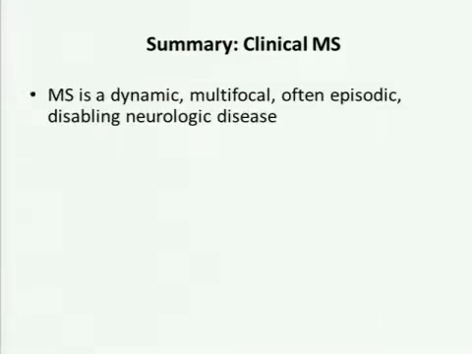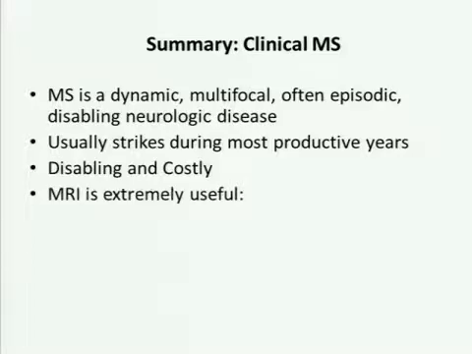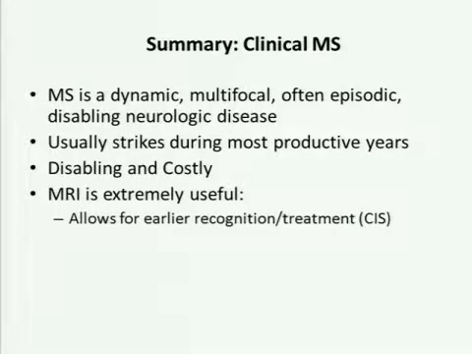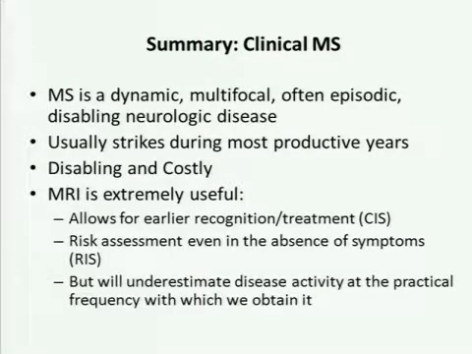In summary, MS is a dynamic, multifocal, often episodic, disabling neurologic disease. It strikes during the most productive years, so it can be very devastating, disabling, and costly. MRI is extremely useful, allows for earlier recognition and treatment, for example CIS. It allows for risk assessment even in the absence of symptoms, for example RIS. But it will underestimate disease activity at the practical frequency with which we obtain MRIs.